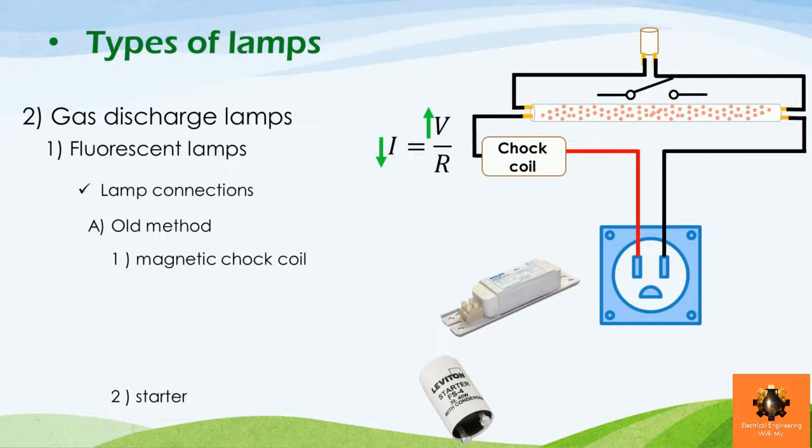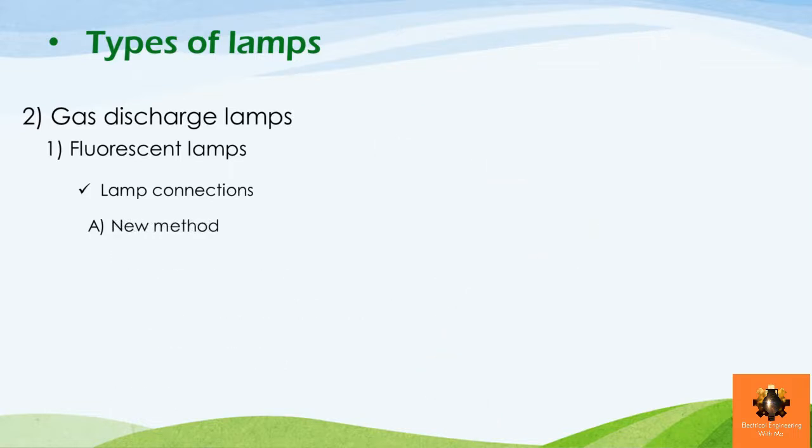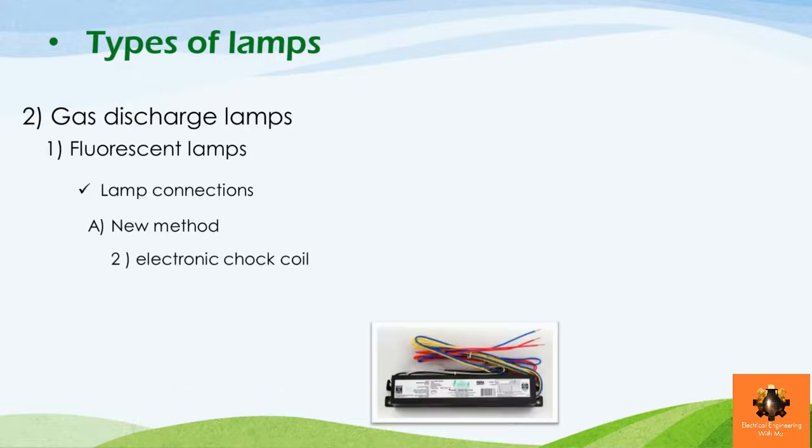But the magnetic choke coil of this method has some properties, which is that it has a lower power factor, about 0.4 or 0.5, so it's a very low power factor, and due to this low power factor it consumes a larger power. Also it has a higher lifetime, which is an advantage, but it has a lower power factor and this is a disadvantage.